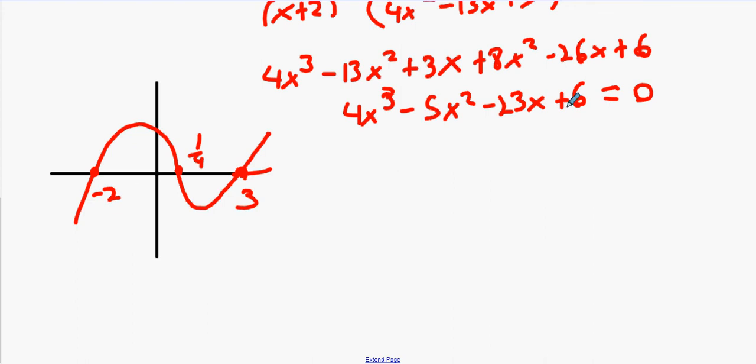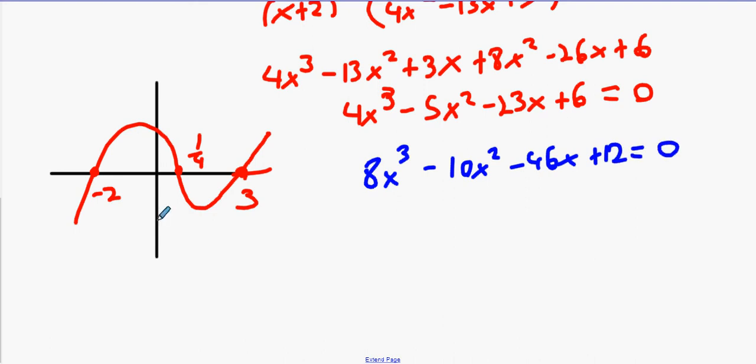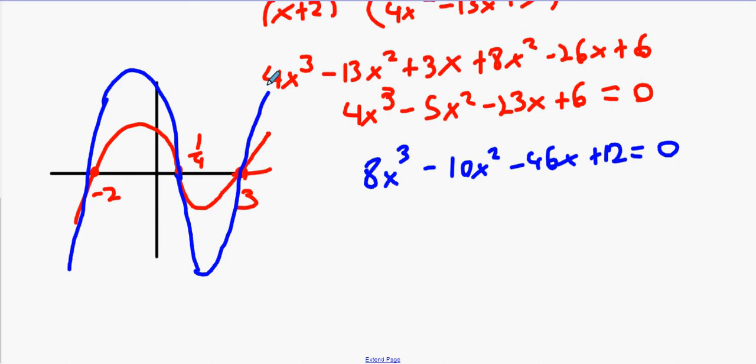Alright? What happens if I multiply this by 2 and gave you an answer like this instead? Does it still qualify according to the question? Why does it still qualify? It didn't specify. It just says you need those 3 roots. Well, there's 3 roots right there. If I multiply by minus 1, will it still work? It will. It'll just be upside down, but it'll still have the exact same 3 roots.